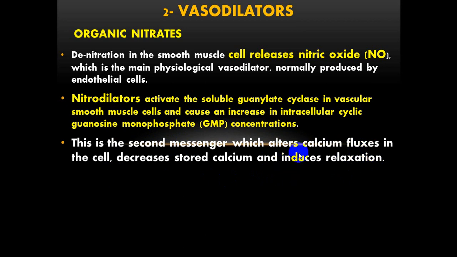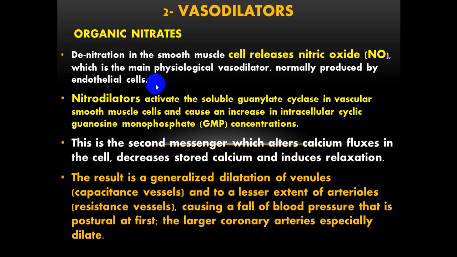So this is the mechanism which leads to vasodilatation and smooth muscle relaxation. Sometimes ethanol will decrease the release of nitric oxide and subsequently aggravate the vasoconstriction, so this is another mechanism that aggravates the pain, especially the anginal pain, due to ethanol. The end result is generalized dilatation of venules, which, as I mentioned in the previous slide, are called capacitance vessels, and to a lesser extent of arterioles, which are called resistance vessels.